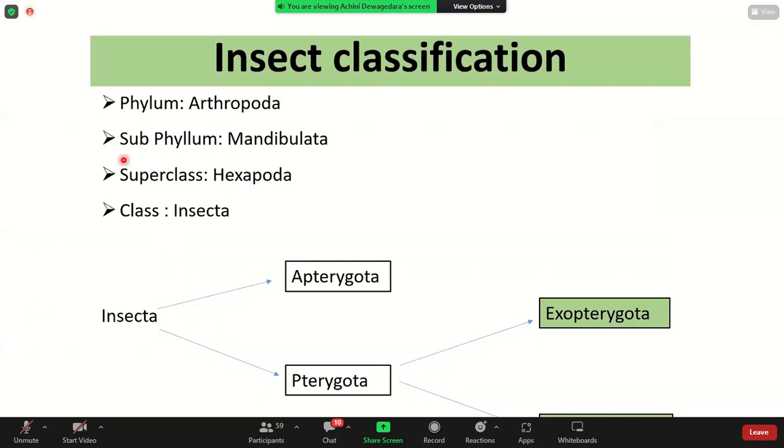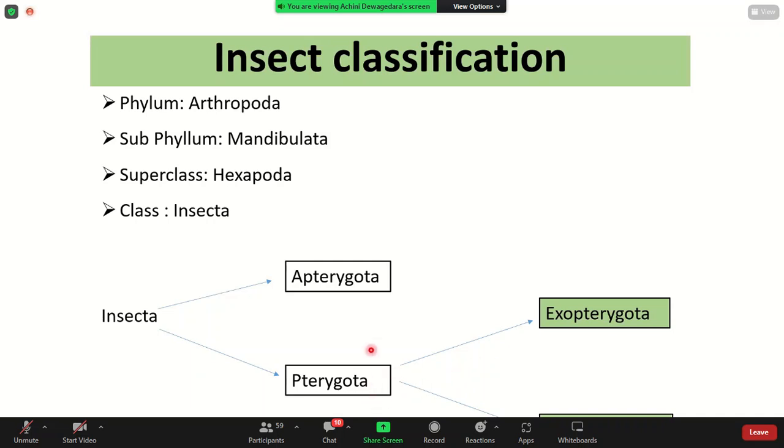So they belong to subphylum Mandibulata, superclass Hexapoda, and class Insecta. We can classify class Insecta again into two as Apterygota and Pterygota. Apterygota means without wings, and Pterygota means insects with wings.